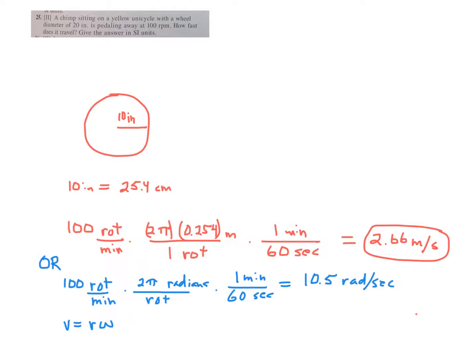The radius of the wheel is 10 inches, diameter is 20. So the first thing is I convert that into centimeters, and actually I'm going to convert that to meters, 0.254 meters. So there's at least a couple ways to do this problem, basically by just straight conversion.